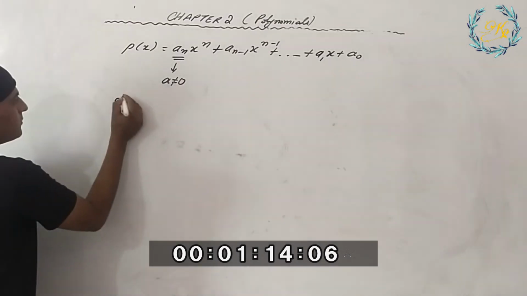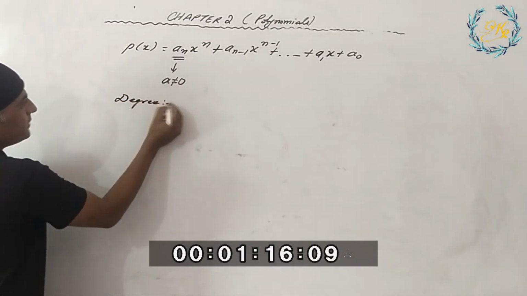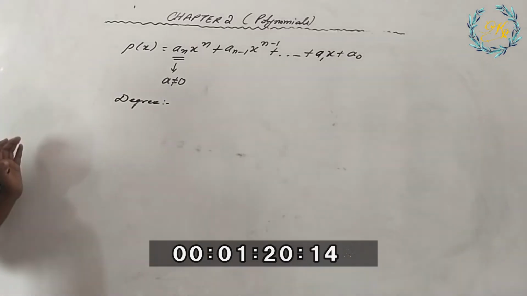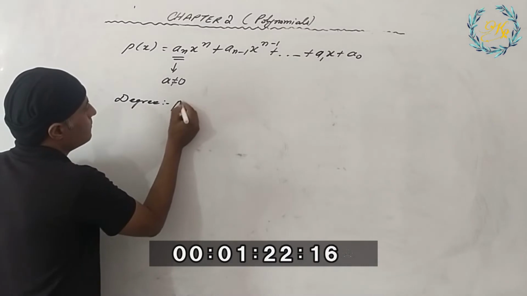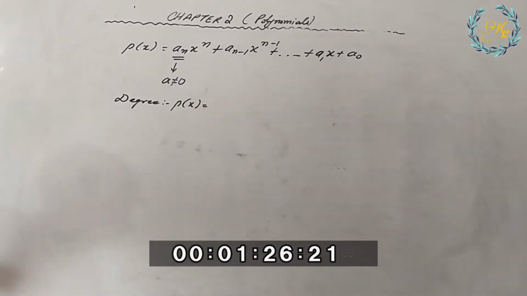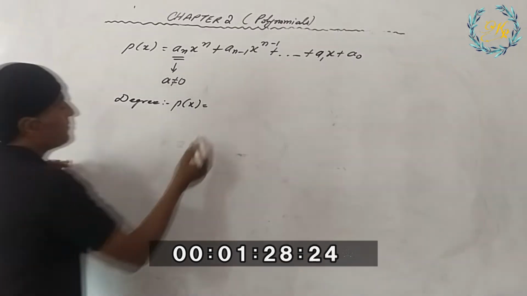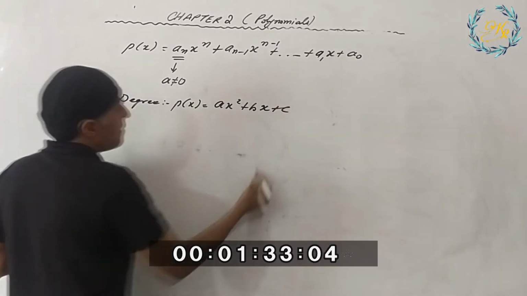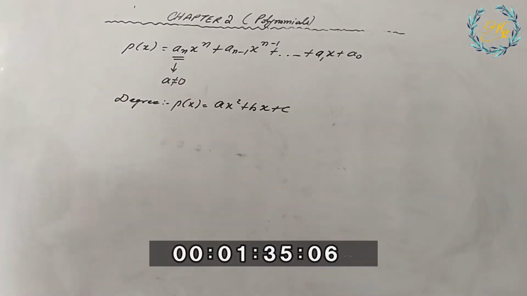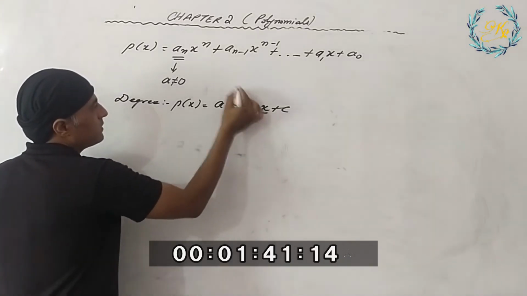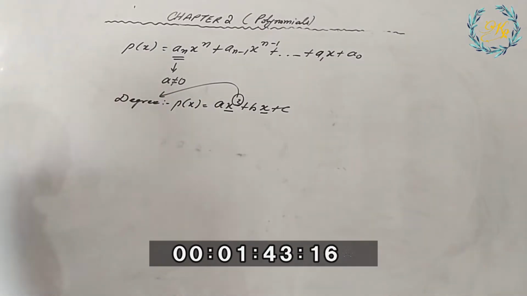The next concept of polynomial is degree. What do you mean by degree? Suppose we are given a polynomial p(x) equal to, now we can take up any particular polynomial. Suppose I take an example, ax² + bx + c. So degree stands for the highest power of x. You can see x² here and x here. So 2 is the degree of the polynomial.